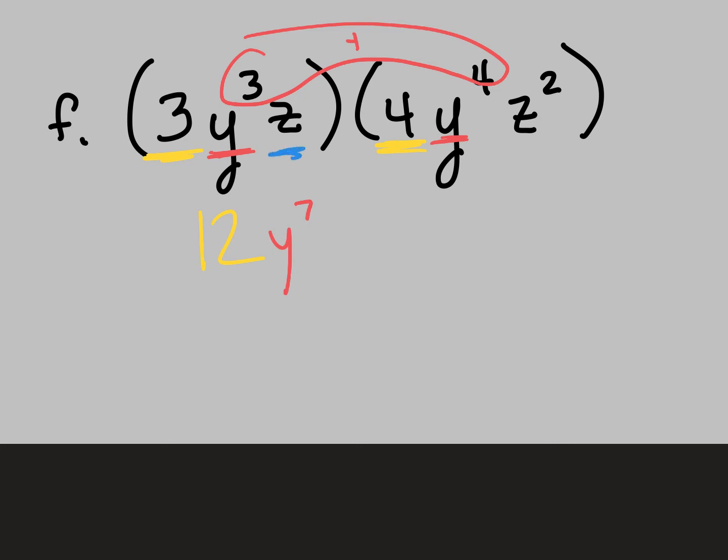And then I have the z's. What's my exponent on that first z? 1. So what do I do to the exponents? Add them. So what's 1 plus 2? 3. So this would be z to the third power.